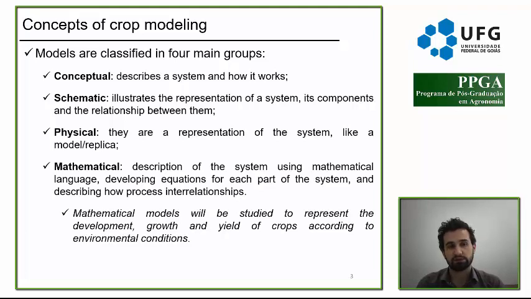The second classification is a schematic model that illustrates the representation of a system, including its components and the relationship between them. That was the example that I showed to you before, where you have this schematic that represents the different components in the model and how they are interacting. So it's a theoretical definition, and we include this schematic drawing of how the model is being built.